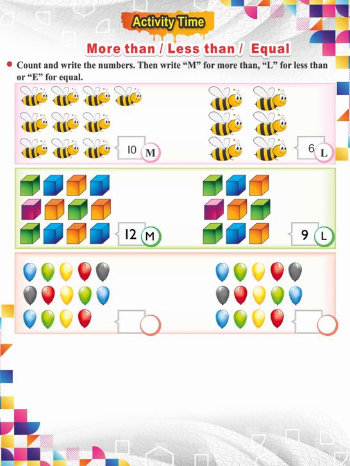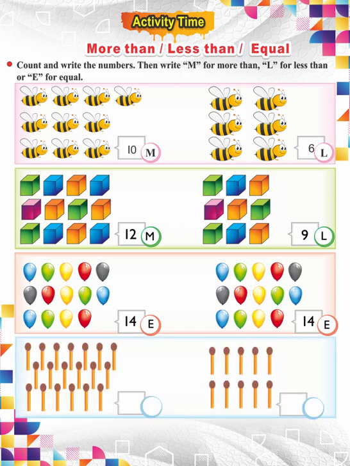In the third row, there are 1, 2, 3, 4, 5, 6, 7, 8, 9, 10, 11, 12, 13, 14 balloons in the left and right box each. Hence, write E for equal because the number of balloons in both of the boxes is 14, which is equal.